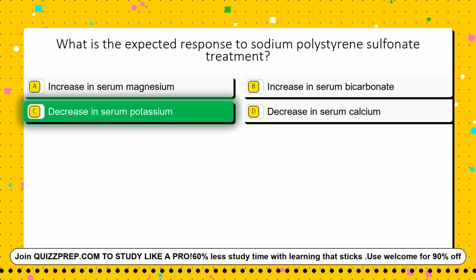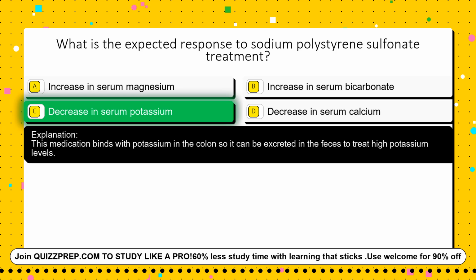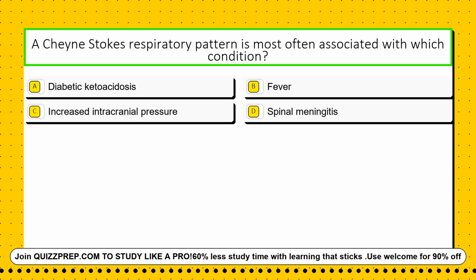The correct answer is option C, decrease in serum potassium. This medication binds with potassium in the colon so it can be excreted in the feces to treat high potassium levels. Question 24. A Cheyne-Stokes respiratory pattern is most often associated with which condition?